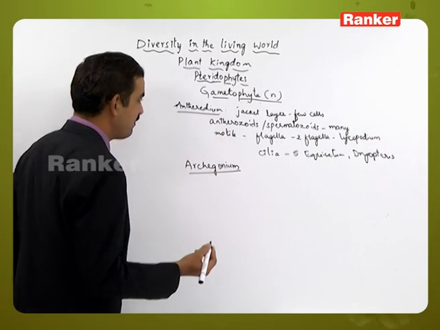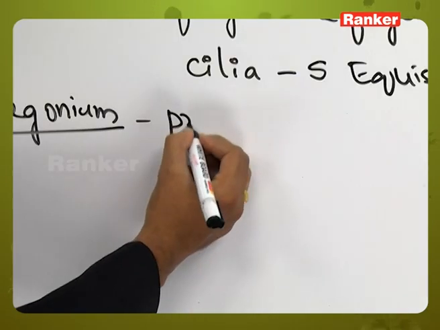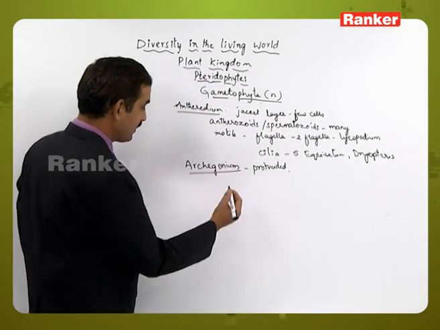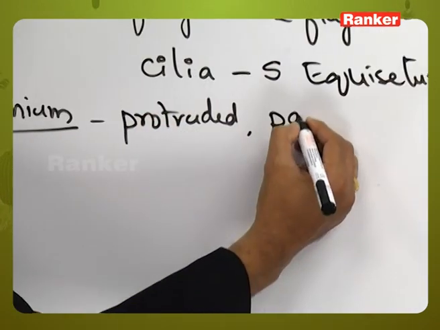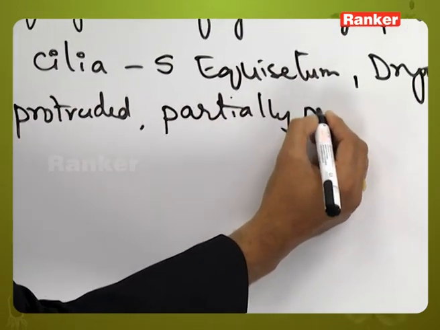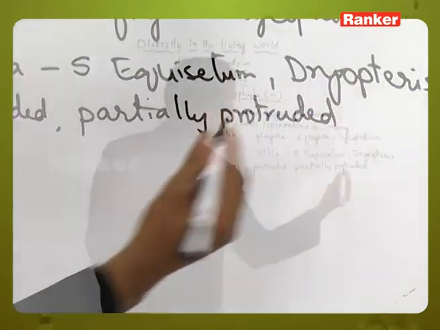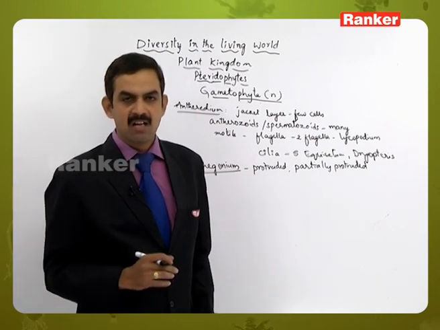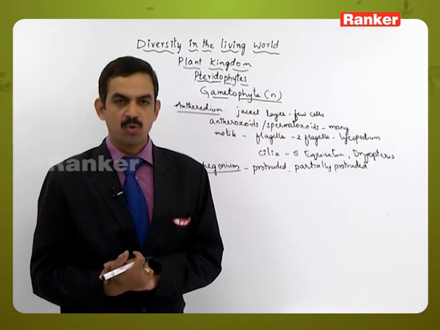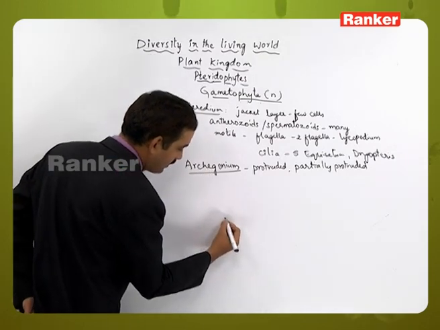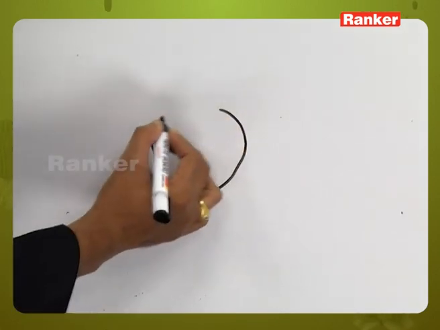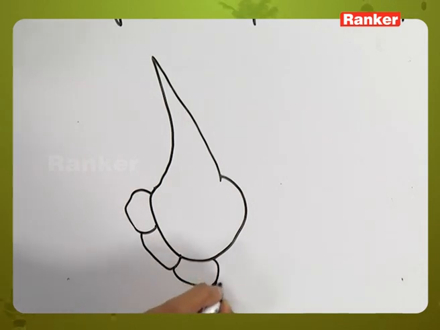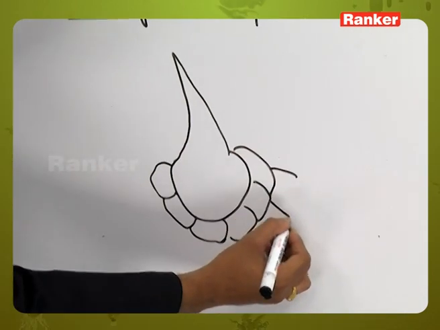Here the archegonium is a female sex organ. This may be a little bit protruded or partially protruded. When it is partially protruded, the basal part of this archegonium will be embedded in the tissue of the prothallus, and the upper part will be protruded outside. So if you observe the structure, the basal part will be large like this, and this part is surrounded by the cells of the prothallus like this.